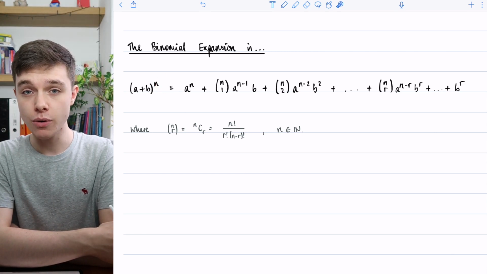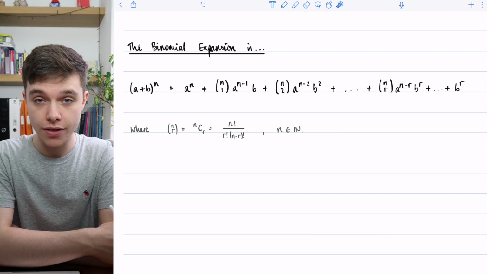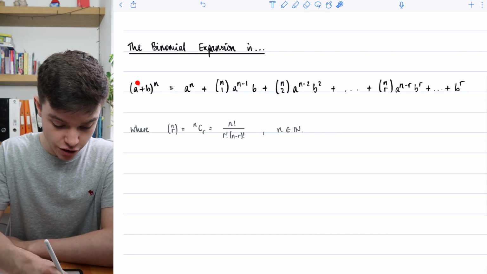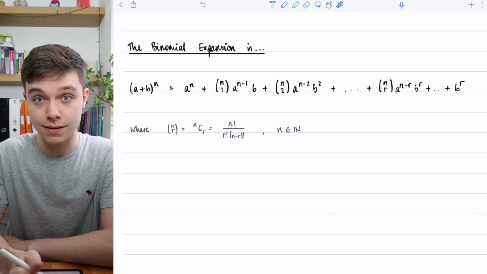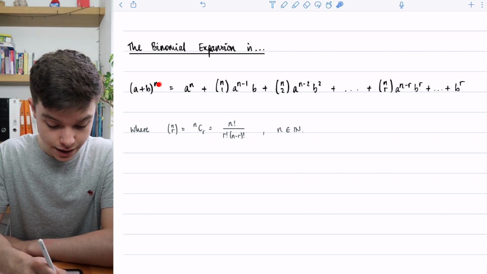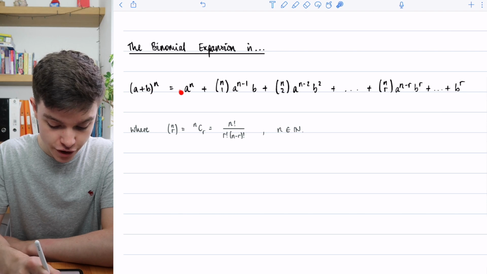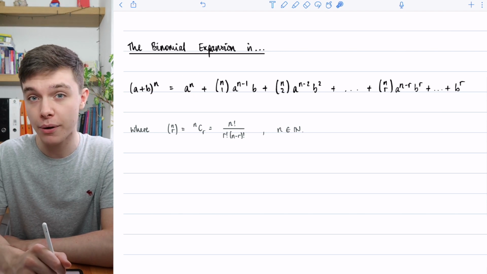The first thing we do is create the first term, and the first term is just the first term inside the bracket to the power that we are raising it to. Okay, so a plus b to the power n. The first term is just a to the power n.